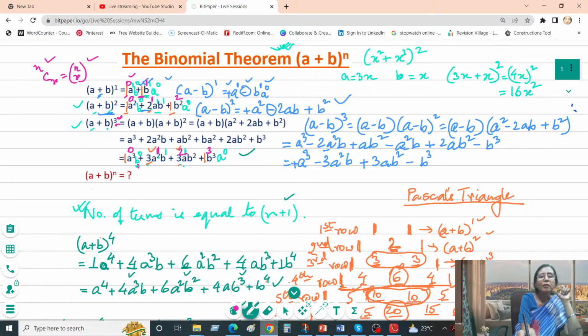n is 1. So the first term is starting with 0, so r will be 0. 1C0. What is this equal to? Let us find using the calculator.